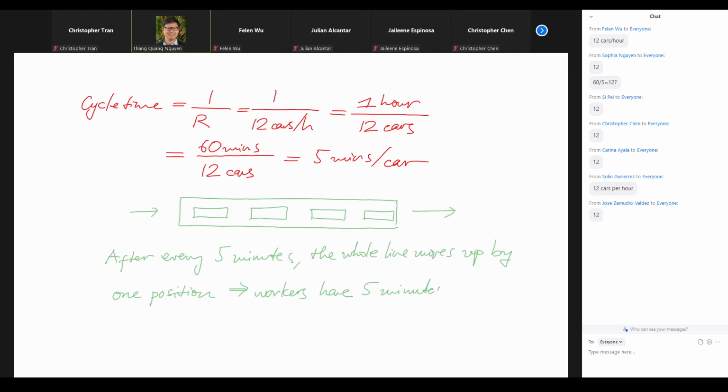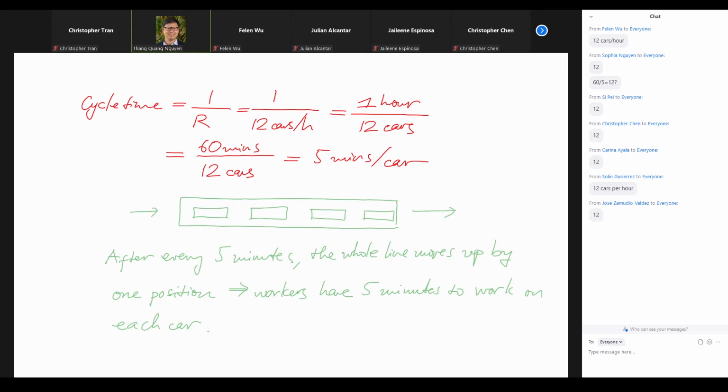So just imagine that we are the workers at this facility. Then the car will show up in front of us for 5 minutes. We work on it, right? During those 5 minutes, no more than 5 minutes, because if we work for more than 5 minutes, we're gonna delay the pace of production, right? So the car will show up in front of us for 5 minutes. They will stay there for us to work on.